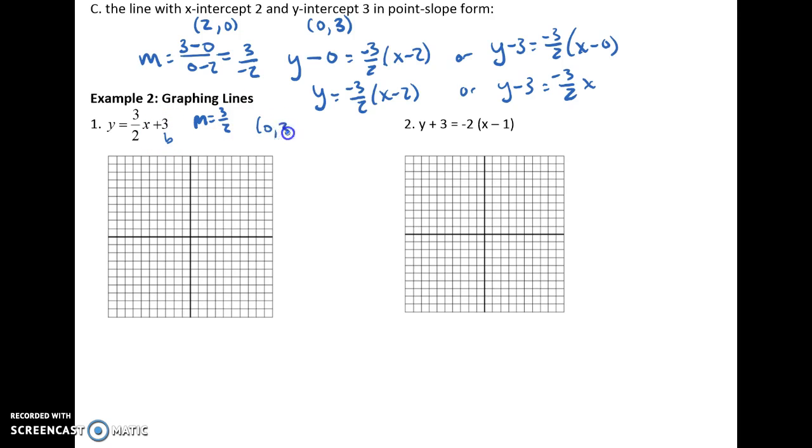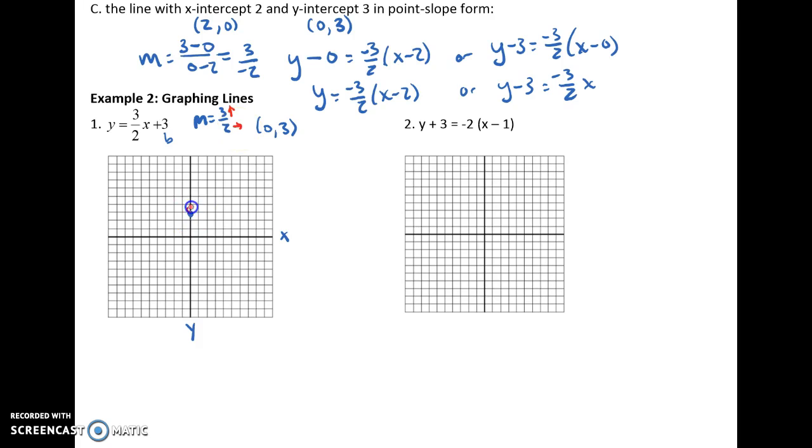So that means we're going to start at the point (0, 3). Hopefully this is all very familiar, but you're going to start on the y-axis. Remember, the vertical is the y, the horizontal is the x. I'm going to go 0, 1, 2, 3 to plot my first point. And then the slope tells you how to move, right? Rise over run. Up 3, right 2, because they're both positive.